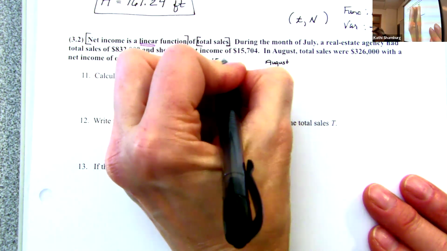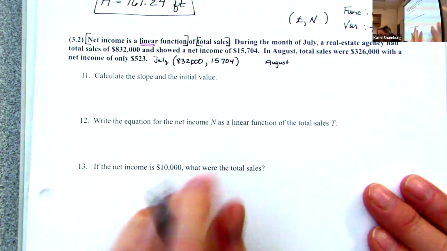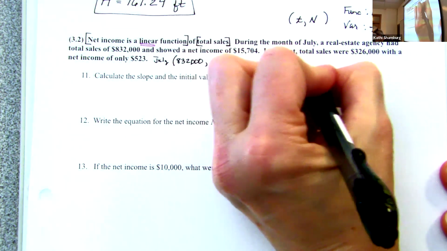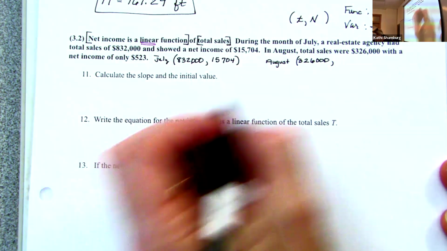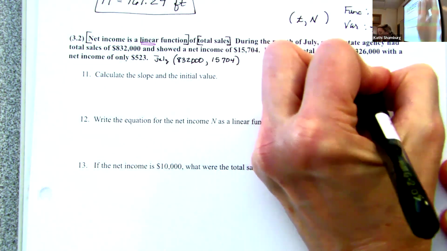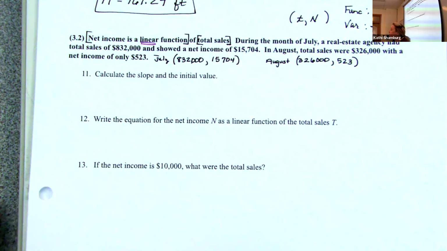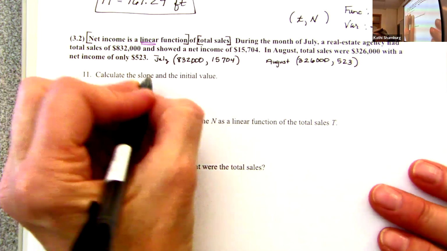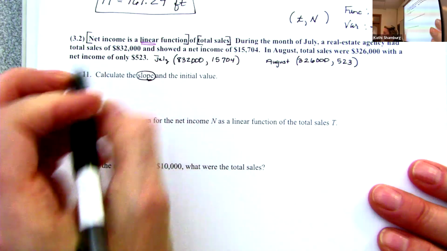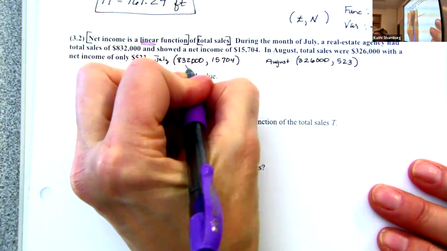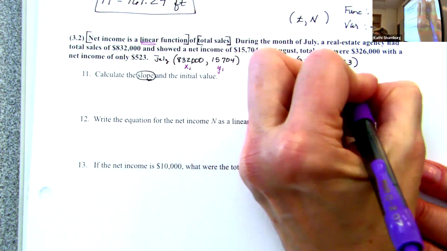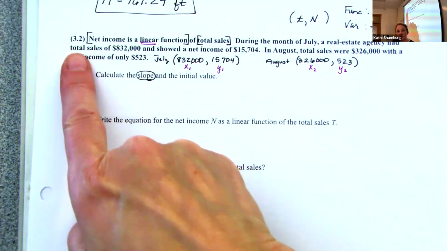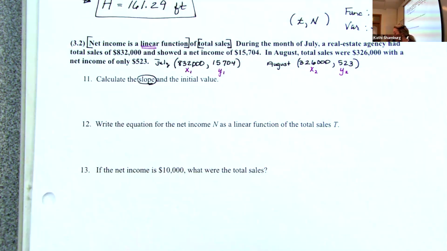And net income 15,704. And then for August, we were given 326,000 total sales and a net income of 523. So we're given 2 ordered pairs. Now, here it asks us to calculate the slope. Well, you're going to have to remember that this is called X1, Y1, and this is called X2, Y2, and notice this is in section 3.2, we were given a slope formula.